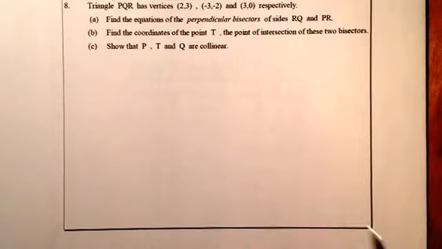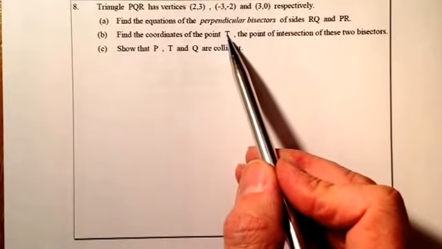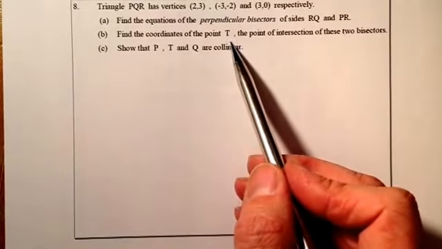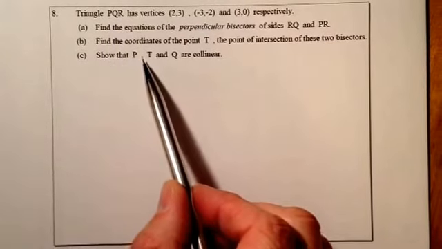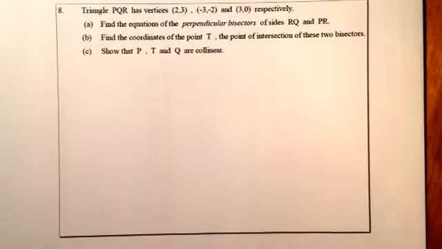Right, so question 8 is quite a meaty question. We've got a triangle PQR, and we've got the vertices stated. We have to find the equations of two perpendicular bisectors, and then we're going to try and find out where they cross over. That would be the point T. We'll do that by simultaneous equations. And then as an extra part, we're going to show that P, T and Q are collinear.